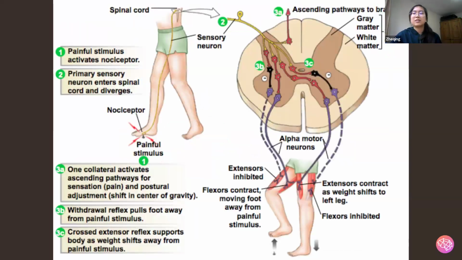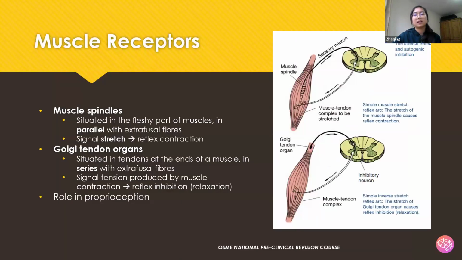And this slide I will skip. It's the cross extensor reflex, but I think it's less important, and you can look at it in your own time. It's basically normally described when you have a painful stimulus, and then there's a withdrawal reflex that causes the body to shift its weight away from the painful stimulus. But I'll skip it for now because it's less important, I think. So we'll talk about the different types of muscle receptors.